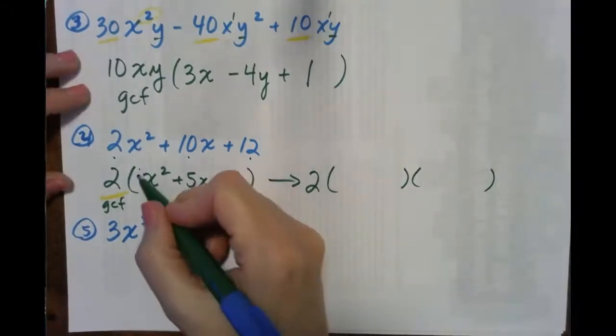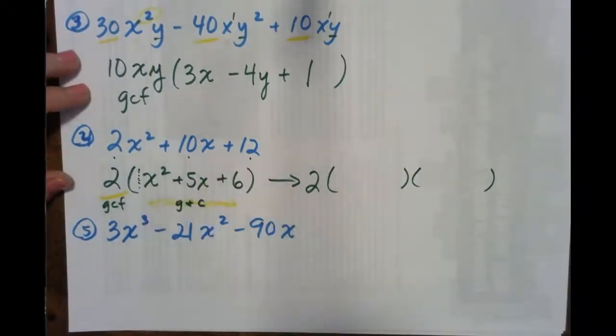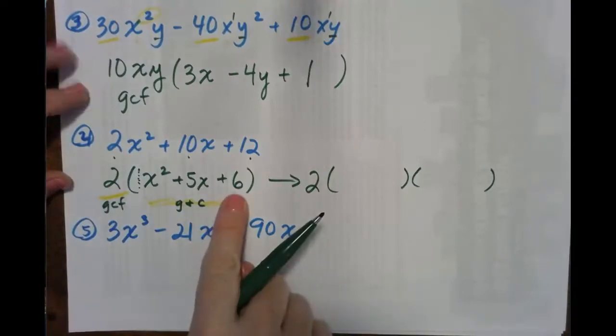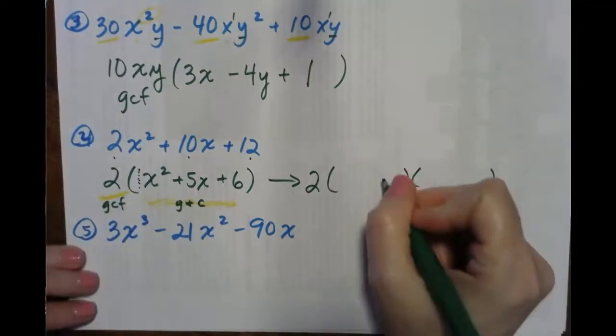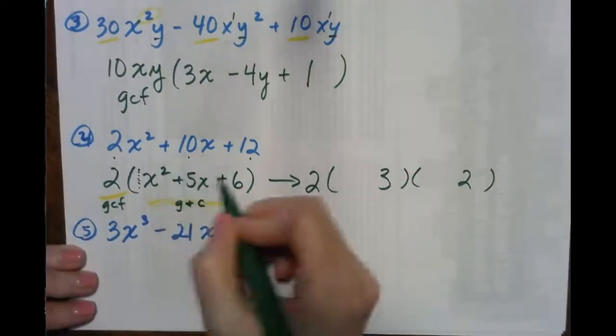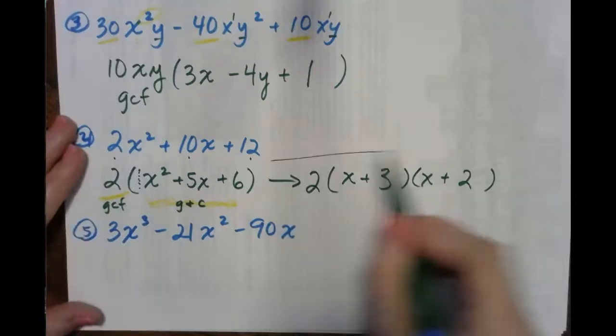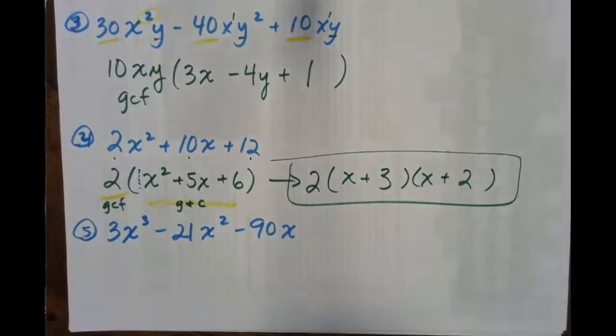Now, because there is a 1 up front, we can ask the question, what are factors of 6 that add up to 5? 3 and 2. Plus, plus, plus, plus. X plus 3, x plus 2. Now we have factored completely.